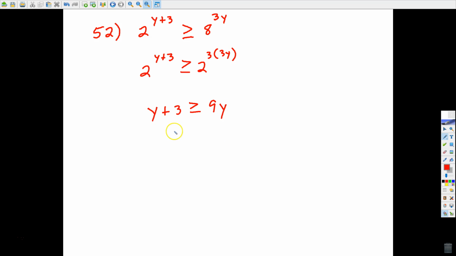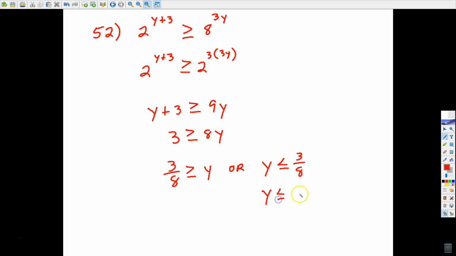Subtract y from both sides. 3 is greater than or equal to 8y. And then divide by 8 on both sides. And you get 3/8 is greater than or equal to y. Or if you prefer, you could say y is less than or equal to 3/8. And maybe you have a decimal for that. So just in case, I'll give you the decimal equivalent. That would be less than or equal to 0.3750 since we're in 4 decimal places. So for this problem, I would accept either one of these answers, the fraction form or the decimal form.